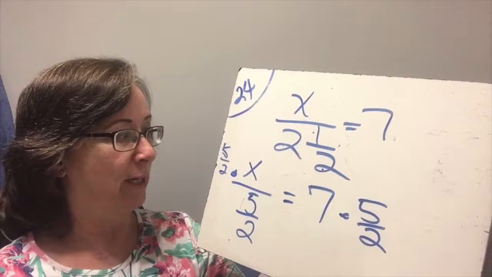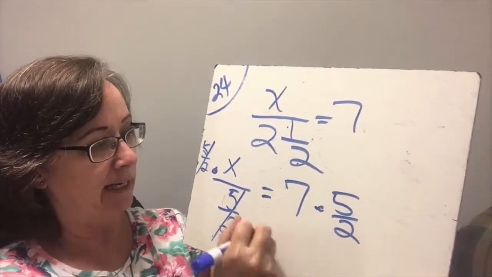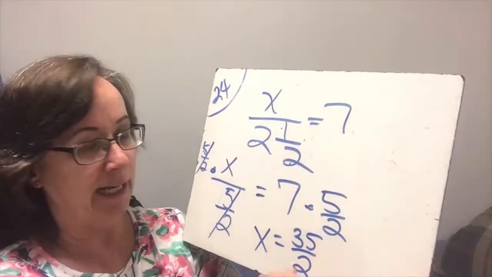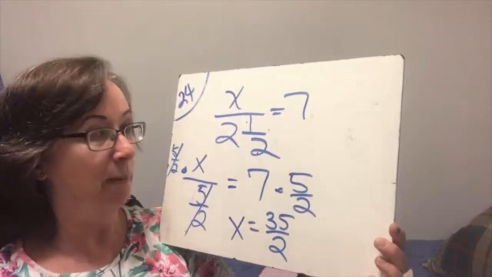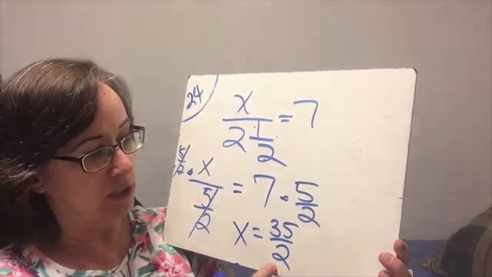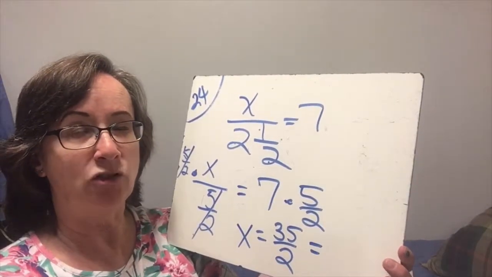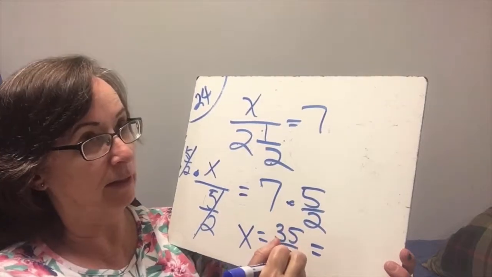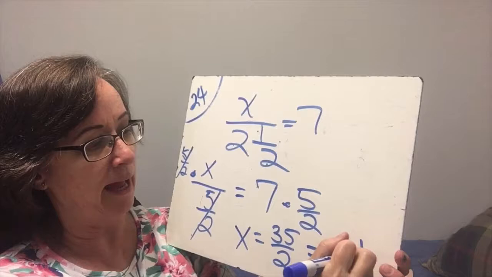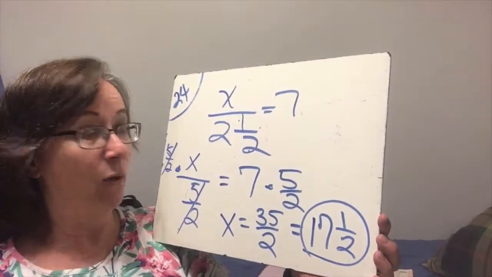Now, I'm going to end up getting 5/2 cancels 5/2, and I get x is 35/2, which, like I said, I would put into a mixed number form because you started with a mixed number, which would be 35 divided by 2, with 34 divided by 2 would be 17, so 17 1/2. Okay, so that would be one way to do it.